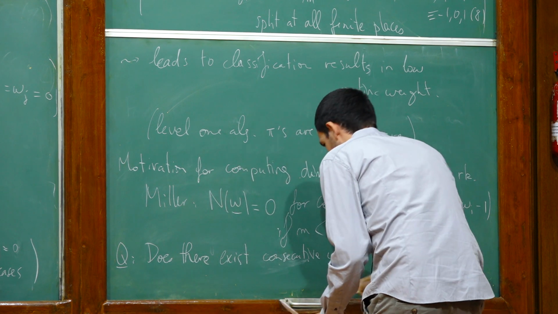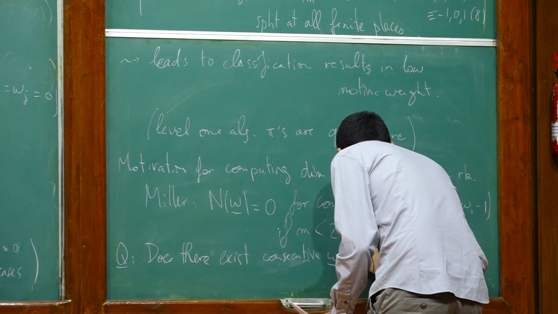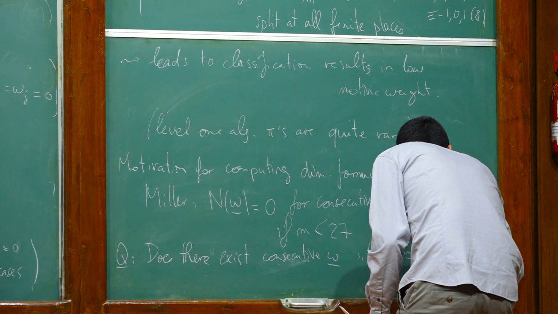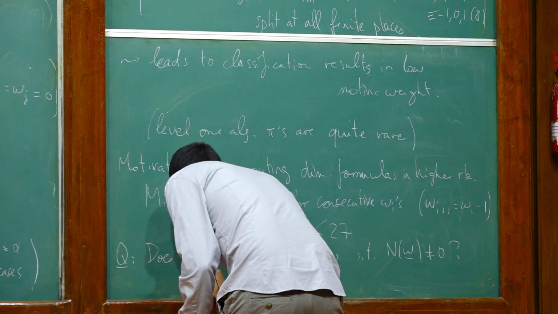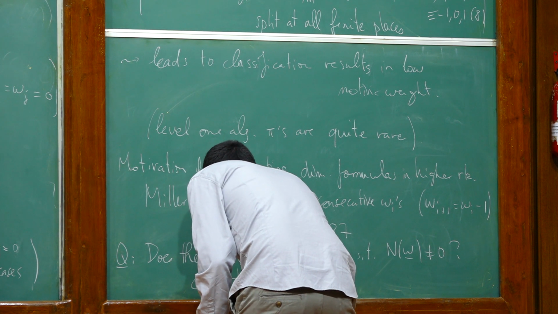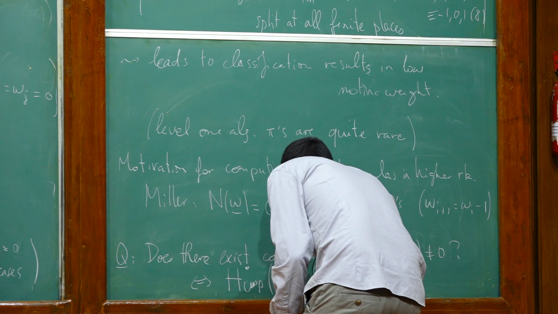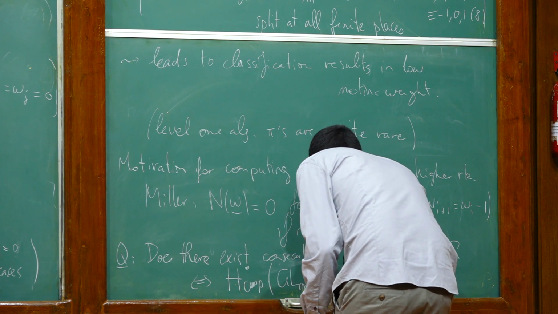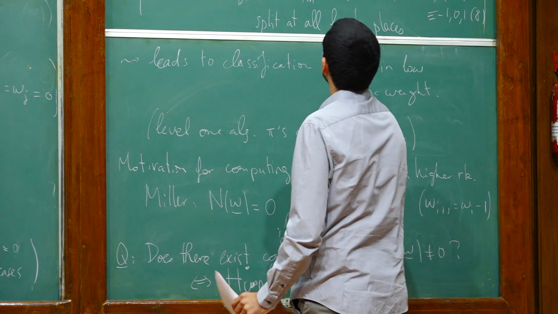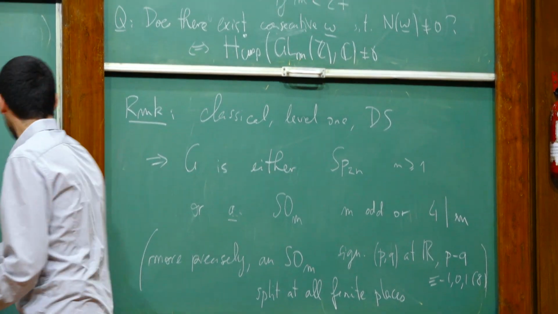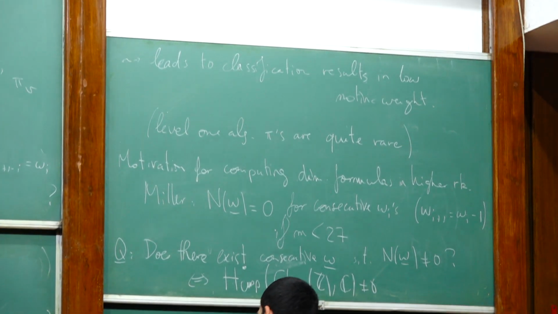So the question is, does there exist consecutive W such that this is non-zero? And that's equivalent to asking if cuspidal cohomology for GL_m(Z) with constant coefficients is non-zero. And so this question actually has been answered two weeks ago.